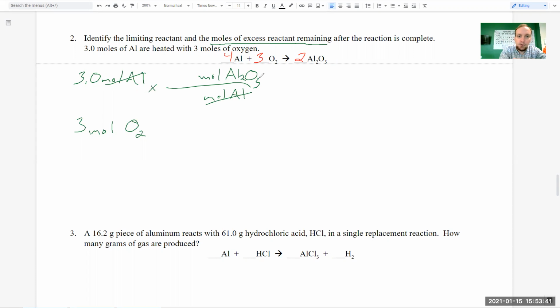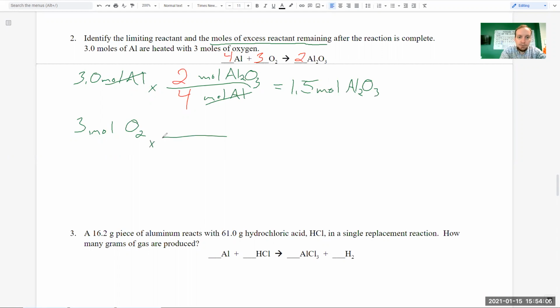Then again, using my mole ratios, the aluminum is right here, so that's going to be a 4. The aluminum oxide is right there, so that's going to be a 2. All right, then that means to do this calculation would be 3 times 2, which is 6, divided by 4 will give us 1.5 moles of our product, aluminum oxide.